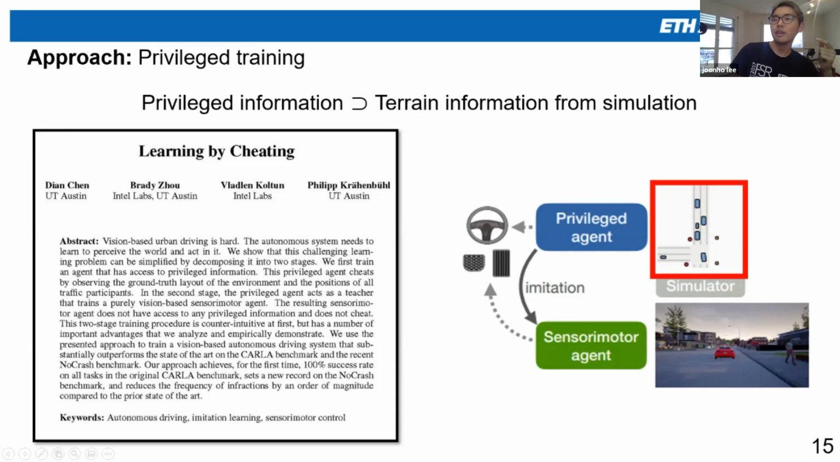And by imitating the behavior of the privileged agent, this guy learns to extract this kind of important features from the RGB image. And they claim that they achieved 100% success rate in some benchmark task in the CARLA simulator. And this is actually something we can apply to our task, because we also have a simulator where we can get the nice states related to contact. And what we want to train is a bigger network that will learn on the robot, but that doesn't have this direct access to this kind of state.